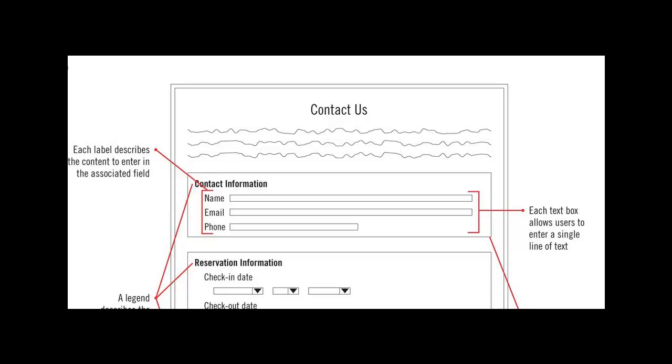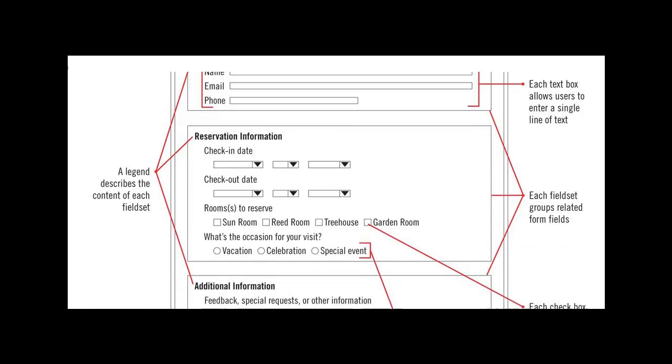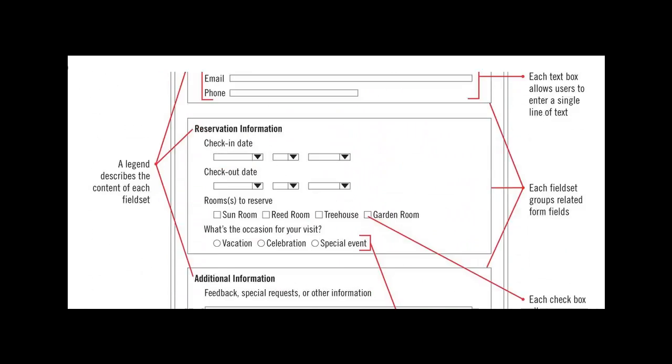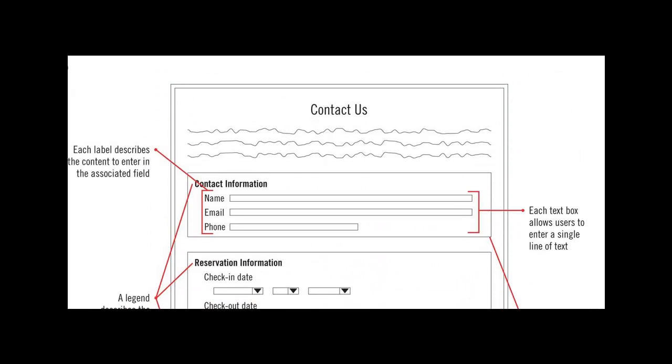So let's go ahead and take a look at the mock layout that was submitted to us from our customer at Lakeland Reed's Bed and Breakfast for designing their website, and this is the form they wanted us to create. So here's that form that was drafted up for us. And you can see the flow of it. You can see how we have labels that describe the content to enter in each of these associated fields here.